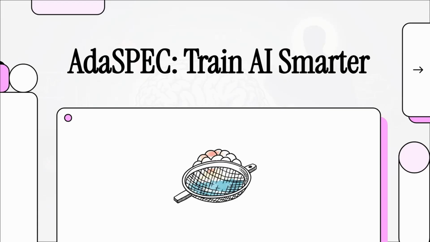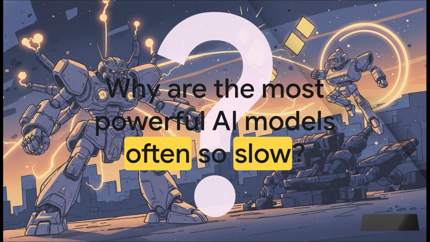All right, today we're jumping into a really clever new way to speed up AI. And it's all about a simple, powerful idea, training our models to work smarter, not just harder. The technique is called AdaSPEC. Let's get into it. You've definitely been there, right?